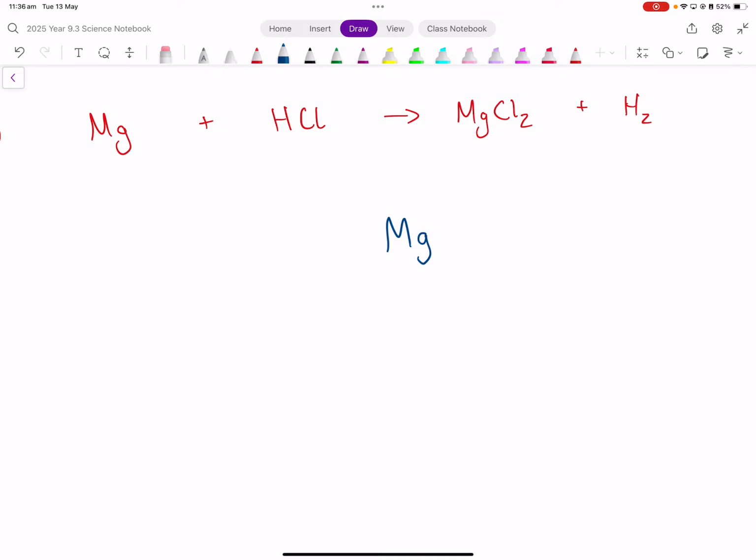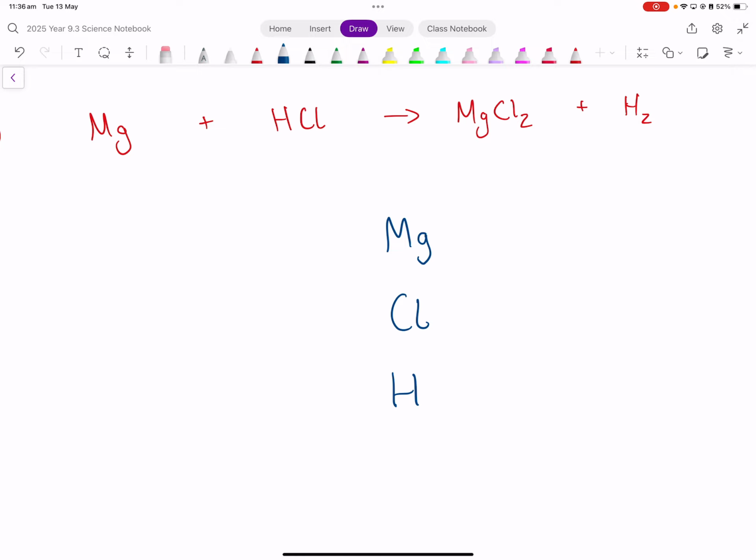Next, excluding hydrogen, what is my next element on the left-hand side? Chlorine or chloride, Cl. And the final element for us then is hydrogen. Now, the great news for us is we're going to have all the same elements on the left-hand side and the right-hand side. But the thing that we really want to check right now is that I have the same number of things on the left as I do on the right.